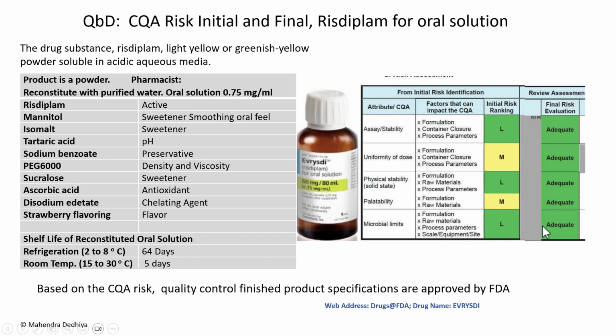Initial risk was low and final risk also was low based on the CQA risk, quality control, and finished product specifications, and the product is approved by FDA. Initial risk is during development. As we develop the product, we look at the risk and start mitigating it.